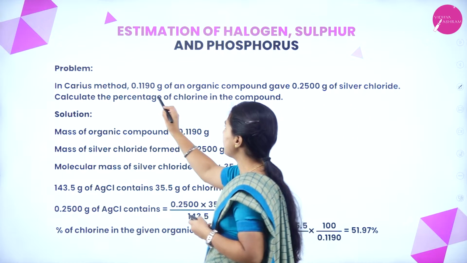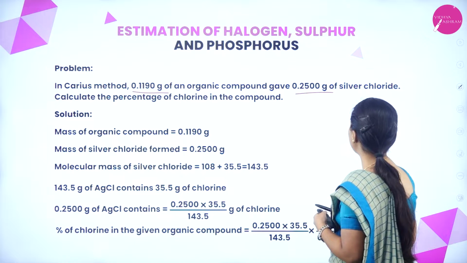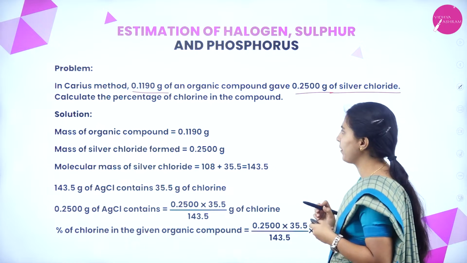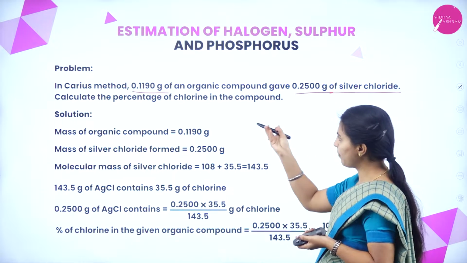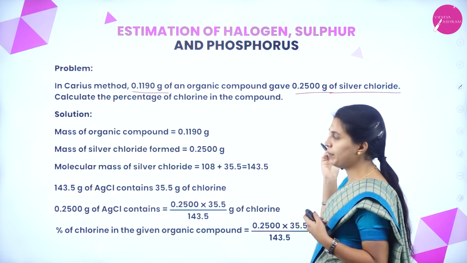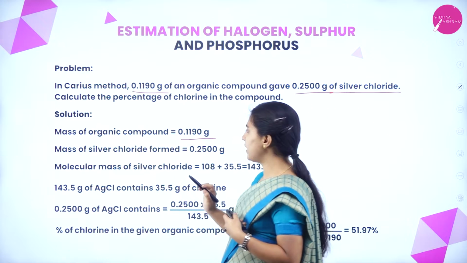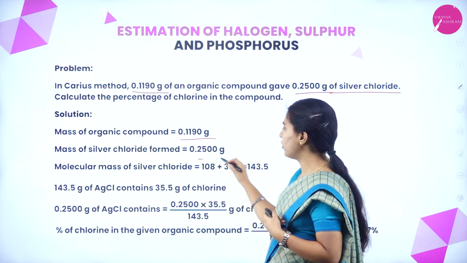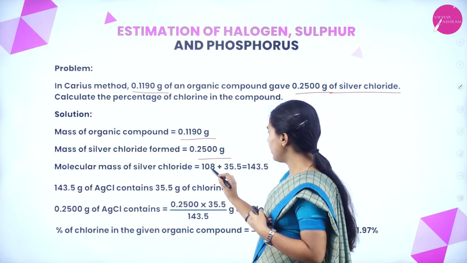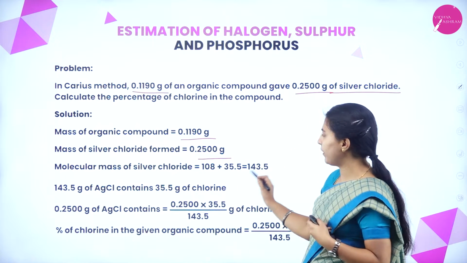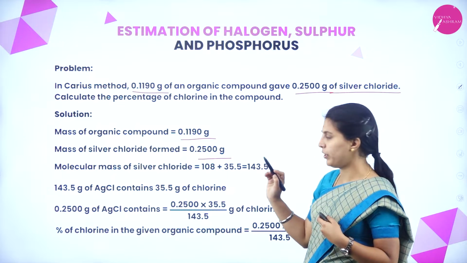In Carius method, 0.1190 gram of an organic compound gave 0.2500 gram of silver chloride. Calculate the percentage of chlorine in the compound. They have given the mass of the organic compound and how much of the corresponding halide has been formed. The mass of organic compound is 0.1190, mass of silver chloride 0.2500. Molecular mass of silver chloride: silver 108 plus chlorine 35.5.